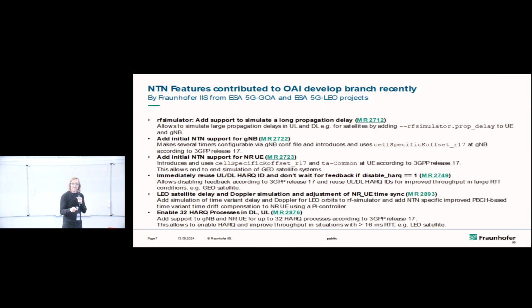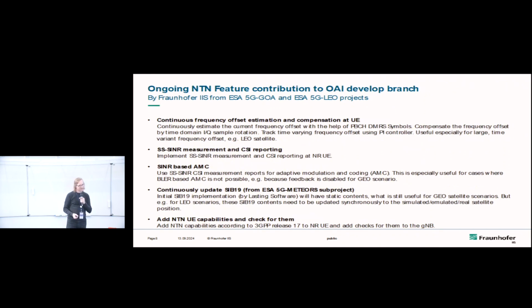And in the meantime, my colleague also implemented, polished and backported or ported forward the support for 32 HARQ processes. In release 17, there was an extension from previously up to 16 HARQ processes to now up to 32 HARQ processes in downlink and uplink. Not so important for the geostationary satellites, but for LEO satellites, because the round trip time is something like 40 milliseconds, and 16 HARQ processes are again very little. With 32 HARQ processes, you can actually use HARQ with LEO. So this extension. Okay, then I'll speed up.